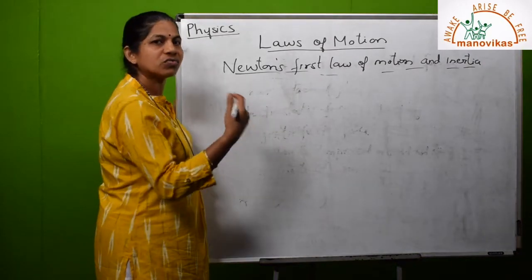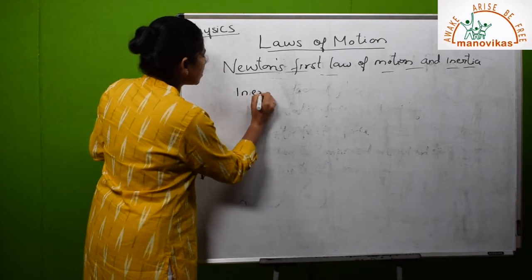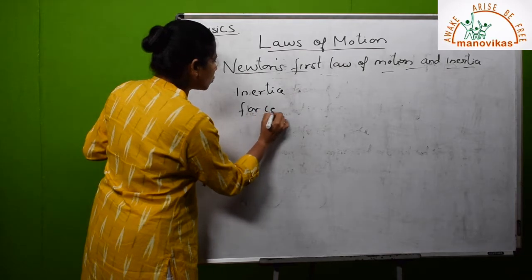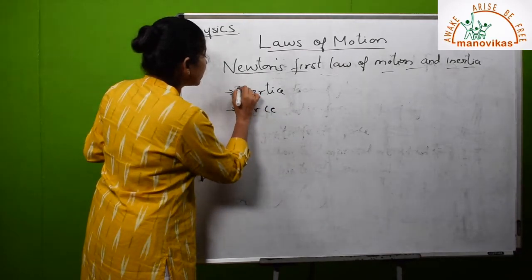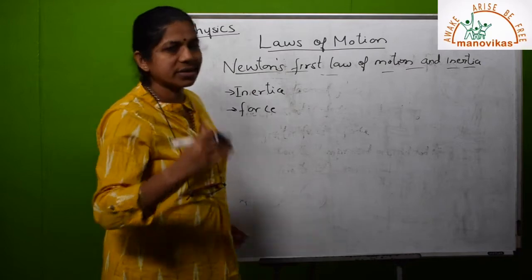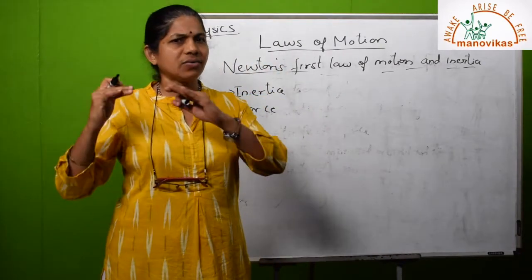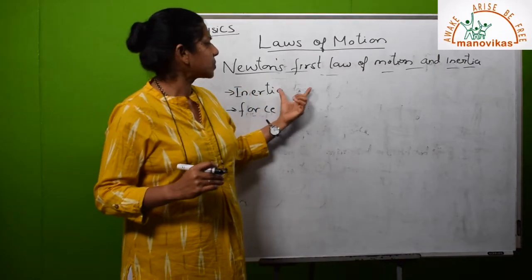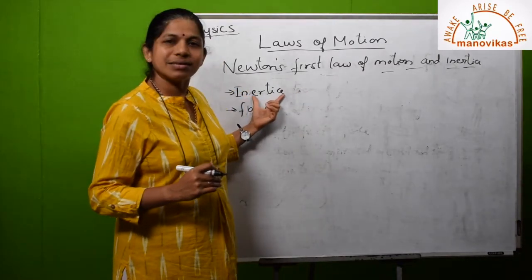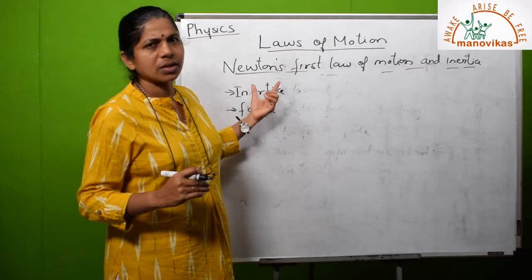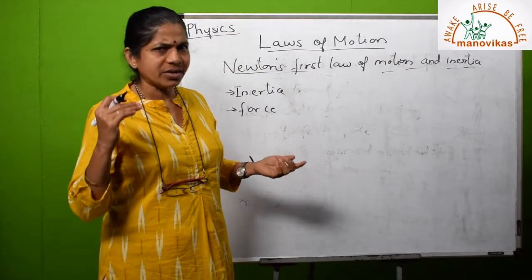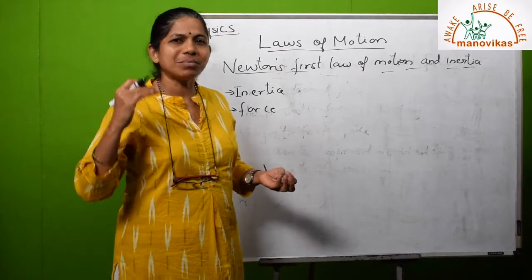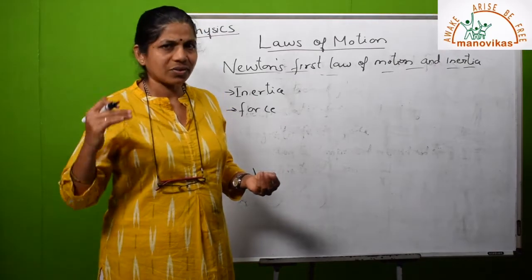Using the definition of inertia and force. Definition of force. Now, first part, that is, if an object is at rest, it will continue to remain at rest. That can be explained using this term, that is inertia. Now, what is inertia? Inertia is the tendency of an object to remain in the state of rest.